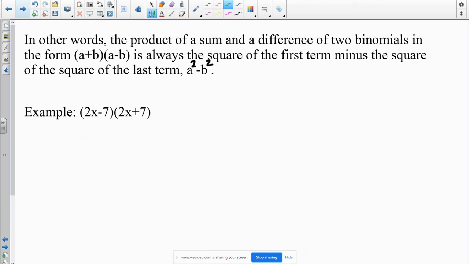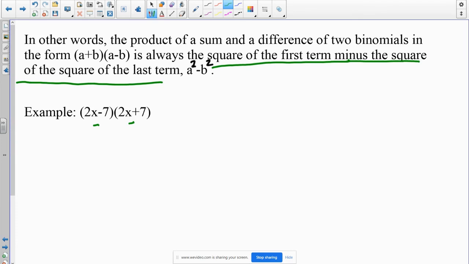And your example for that is going to be 2x minus 7 times 2x plus 7. Again, one is a difference, one is a sum when this works. This is different than that first one because it's one of each. So in other words, the product of a sum and a difference of two binomials in the form of a plus b times a minus b, and I just flip those around so you can notice it doesn't matter which order they come in, is always the square of the first term minus the square of the last term. In other words, a squared minus b squared.